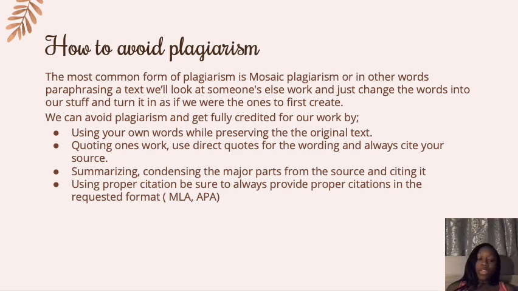The ways we can avoid plagiarism and get fully credited for our work is by using our own words while preserving the original text. Quoting one's work: use direct quotes for the wording and always cite your source. Don't forget to cite your source. Summarizing: condensing the major parts from the source and citing it. Using proper citation and being sure to always provide proper citation in the requested format, meaning if you're asked to write a paper, whether it's MLA or APA style.